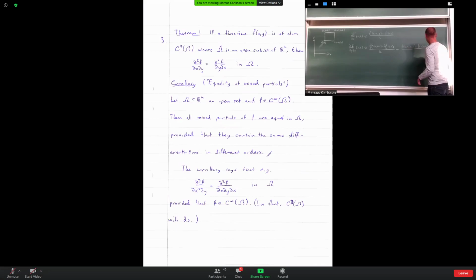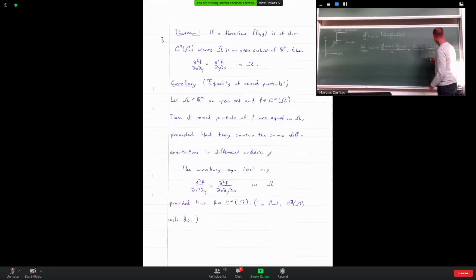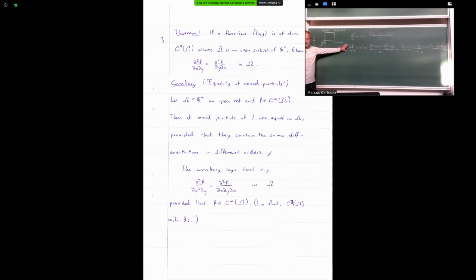Right, divided by h and divided by k. So you see, when studying this object, we naturally get an expression which involves the value at this corner and this corner with a plus sign, and the value at this corner and this corner with a minus sign. And here we can almost see intuitively why the theorem is true.